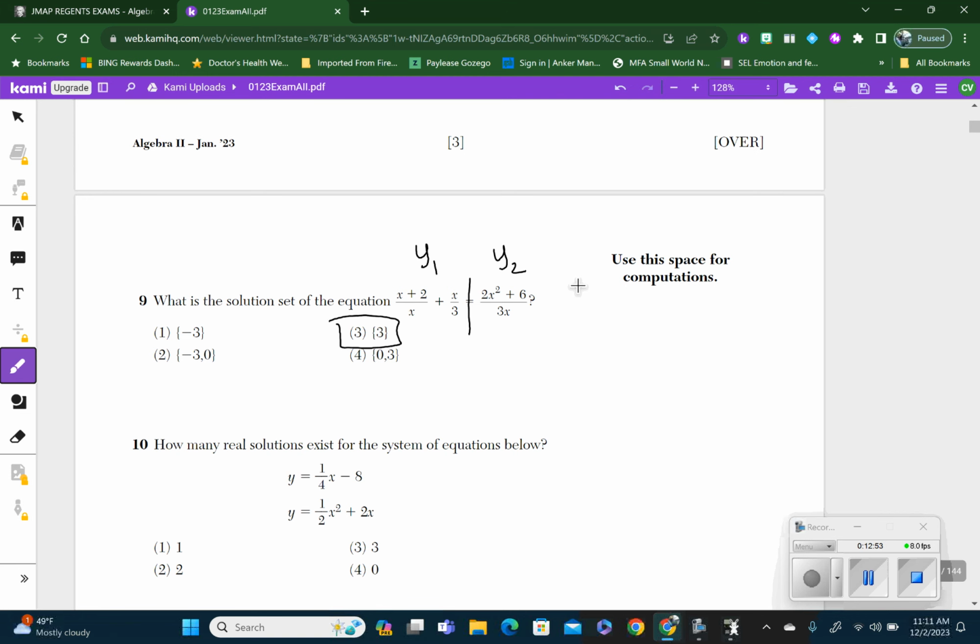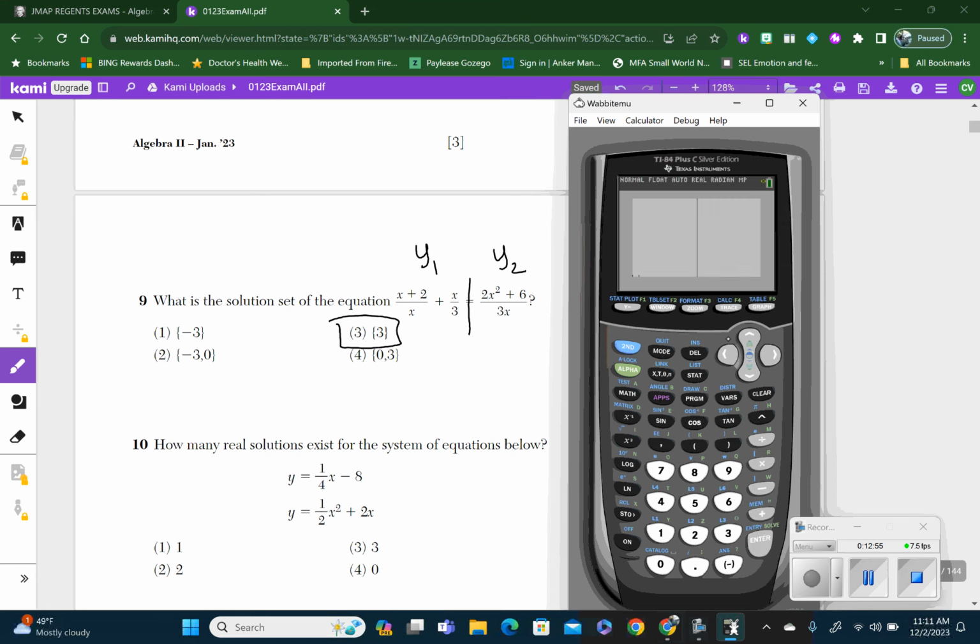If you didn't see it that way, you could hit graph. I still have my window from before, right? That's the first one, that's the second one, but again, I can't really see it because I changed, I think, the y to like 5,000 something. So if I hit zoom, option number 6 is zoom standard, or you can reset the calculator. You should be able to see it a little bit better.